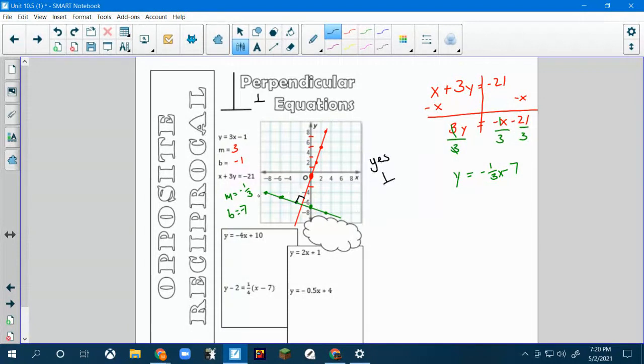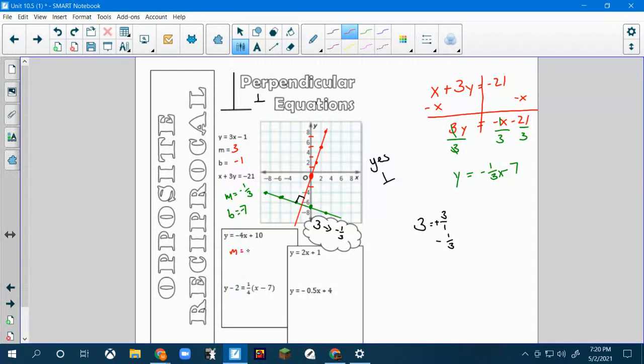Okay. Notice that our slopes are opposite reciprocals. 3 is the same as 3/1, and that's positive. The opposite reciprocal of 3/1 is negative. Change the sign. 1/3. So +3, -1/3. Opposite reciprocals.